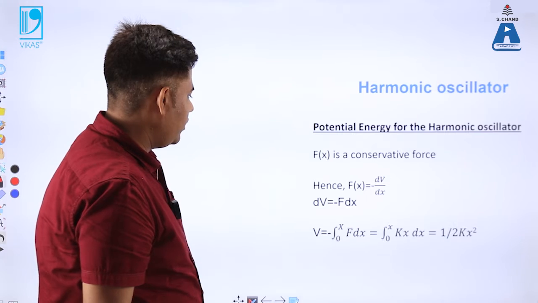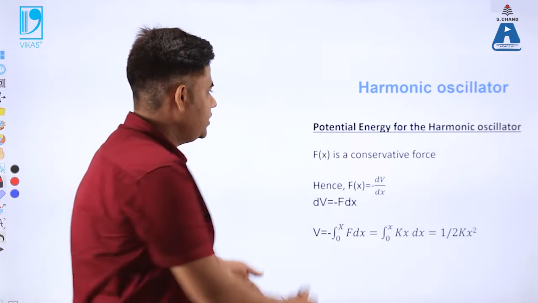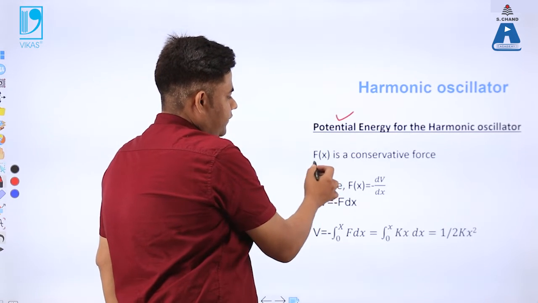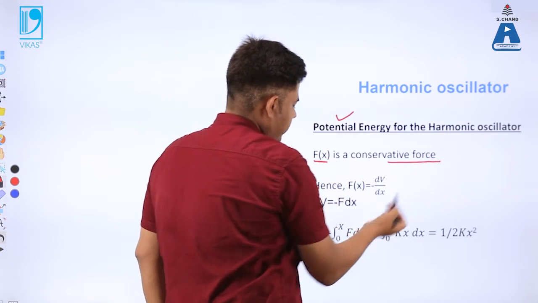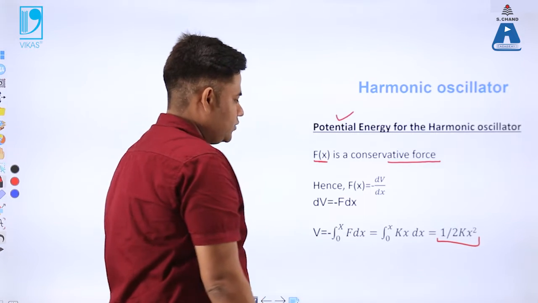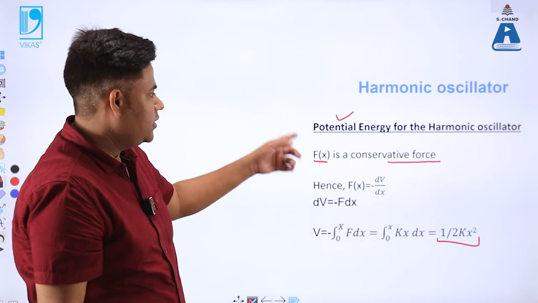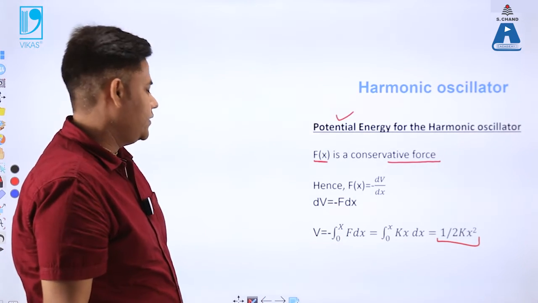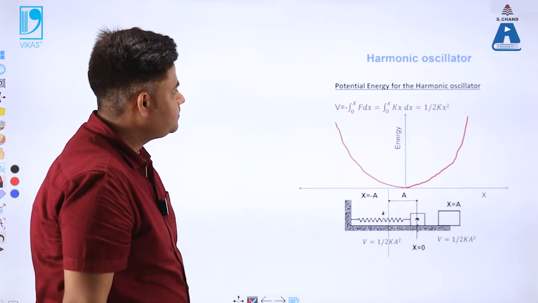So the harmonic oscillator would have this potential energy associated, and F(x), I have told you, is the conservative force, and so on. We calculated this expression, half k x square, wherein half k x square is termed the potential energy associated with this harmonic oscillator.